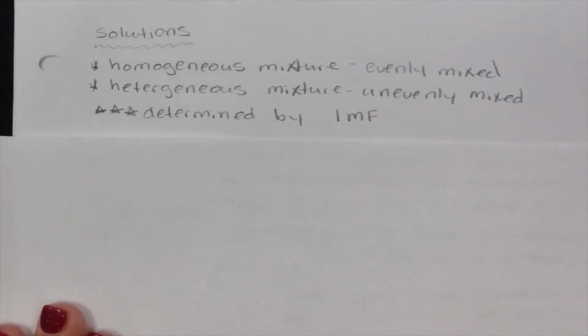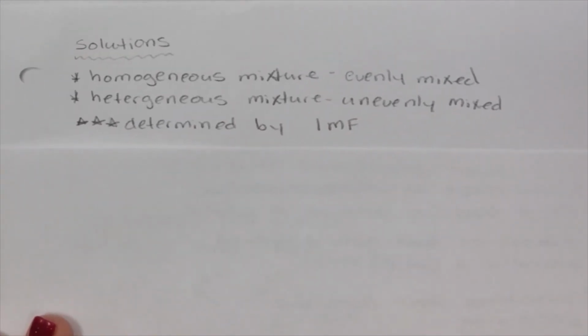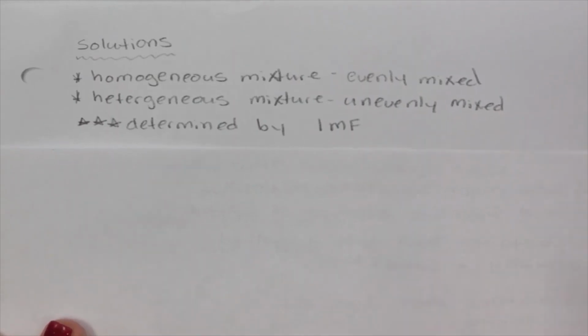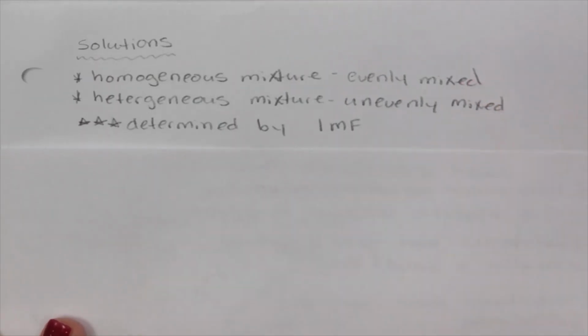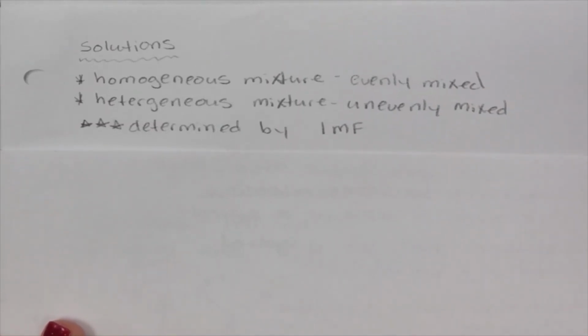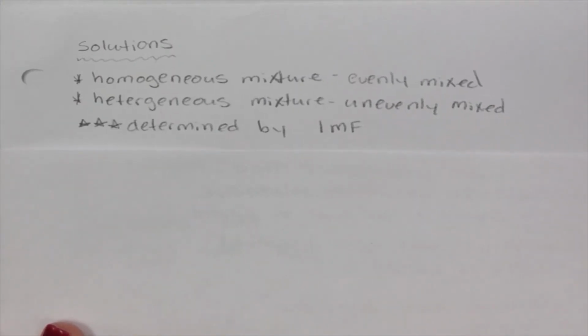So today's lesson is going to be on solutions, where we have two main types of mixtures. A homogeneous mixture, where things are mixed evenly together. All right, and this would be an example of, say, maybe a glass of salt water.